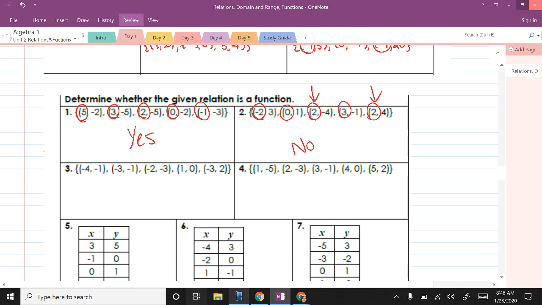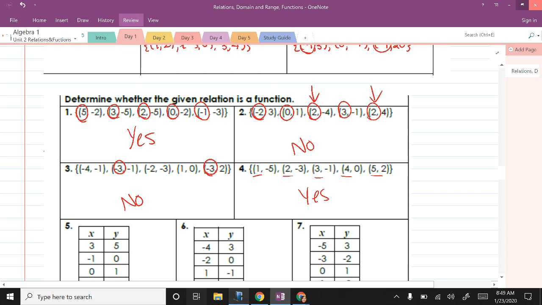So what do y'all think about number 3? My 3's repeat. My negative 3's repeat. So this one's not a function. What about number 4? 1, 2, 3, 4, 5. All different. Yes, that's a function.